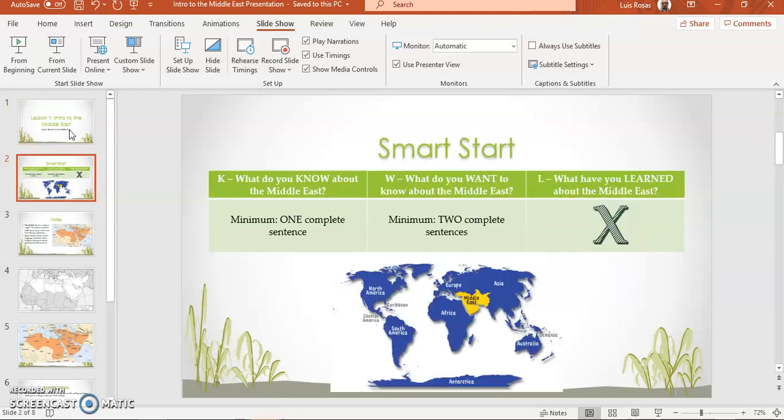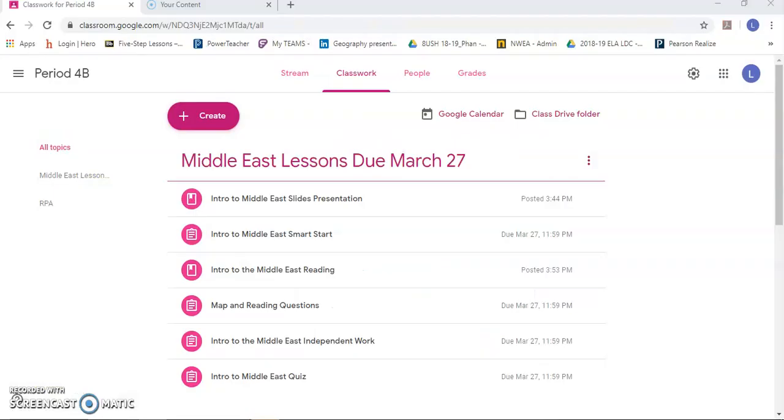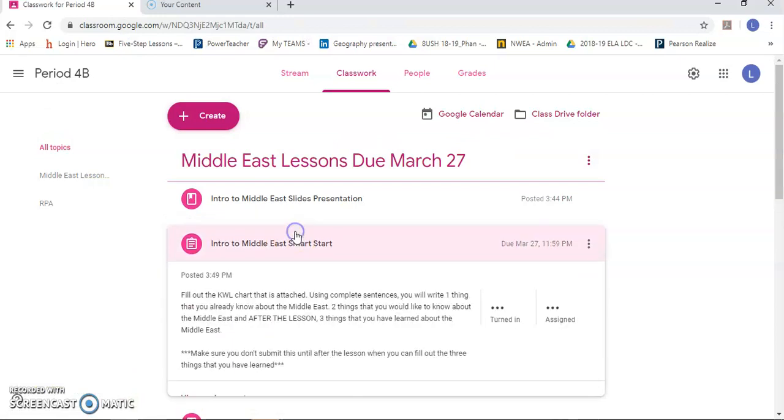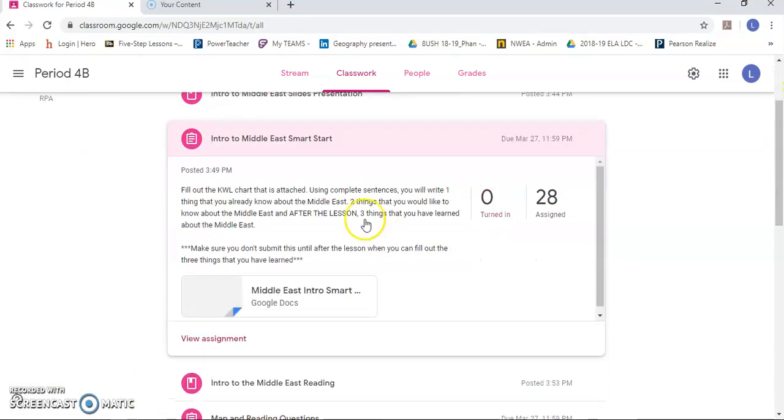So the first assignment you're going to have is a Smart Start. It's a KWL chart. And you need to write 1 complete sentence about what you know about the Middle East, 2 complete sentences about what you want to know about the Middle East, and then at the end of the lesson, 3 sentences about what you have learned about the Middle East. And you will find that right here. Here are the instructions. And here's the assignment.